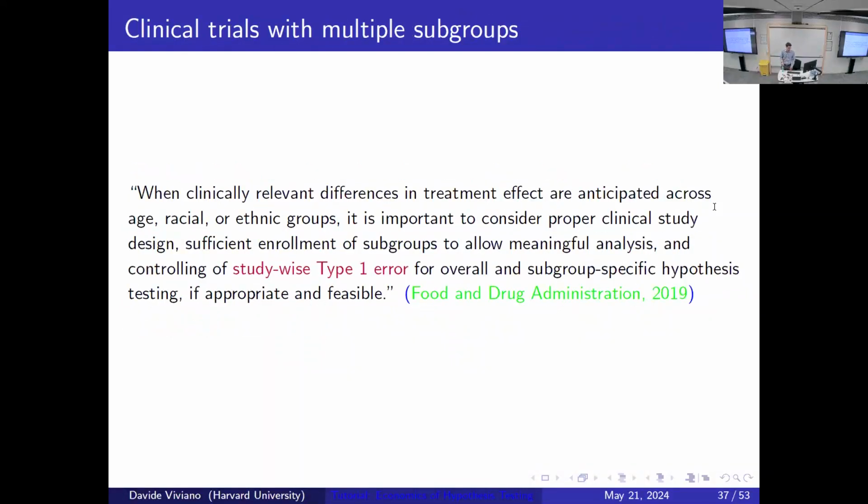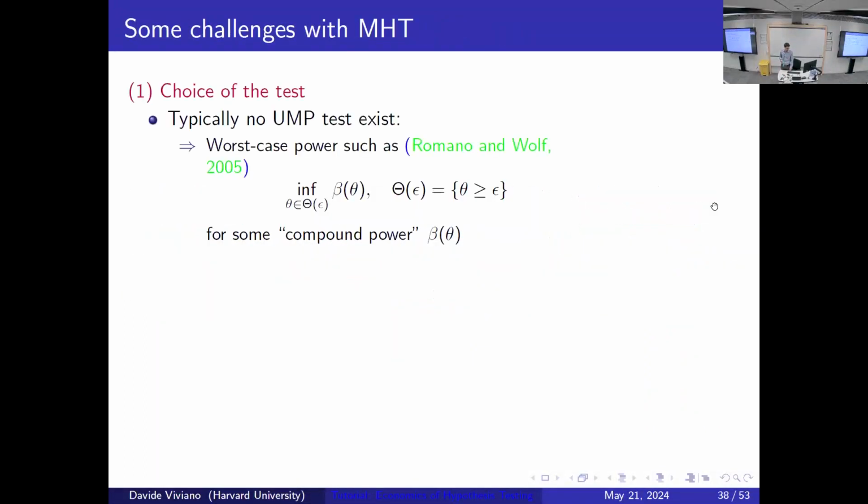Now, if we look at what the FDA suggests when we have, for instance, multiple subgroups, it is control of the family-wise error rate. So these are basically the two different approaches that we see.